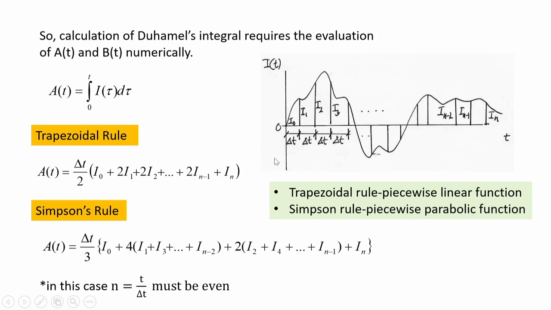So 2 into the odd ordinates. You can see the first ordinate is an odd ordinate and IN is also an odd ordinate, because the Simpson rule requires that the number of divisions should be even, and therefore the number of ordinates is odd. Therefore here we get 2 into I2 plus I4 dot dot up to IN minus 1. So these are the remaining odd ordinates. I2 is the third ordinate, so it is an odd ordinate, and I4 is the fifth ordinate, so it is also odd, like that up to IN minus 1. So this is Simpson's rule. It requires that the number of divisions should be even and the number of ordinates should be odd.